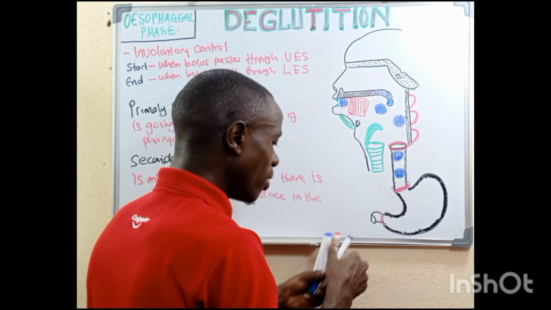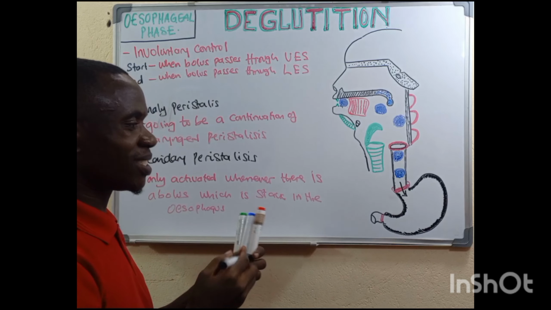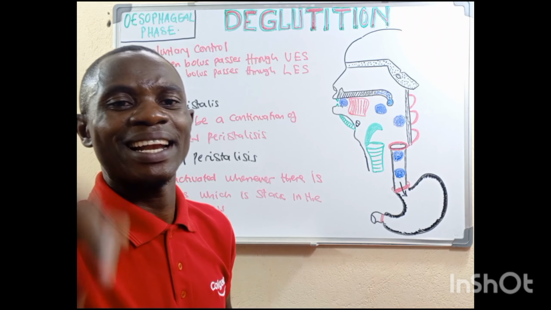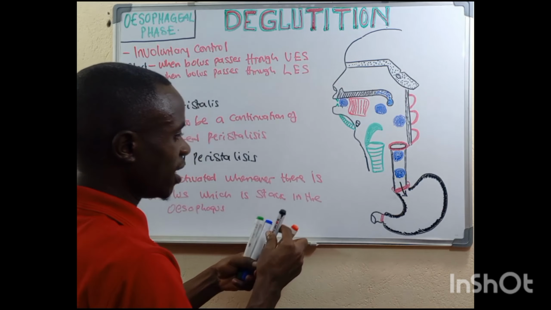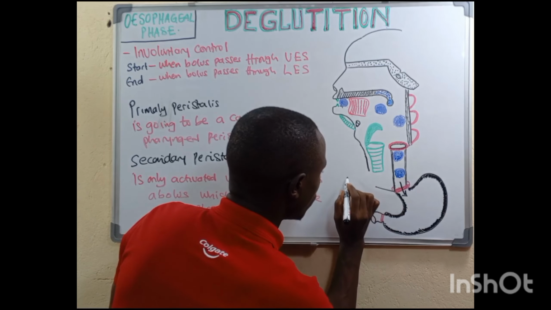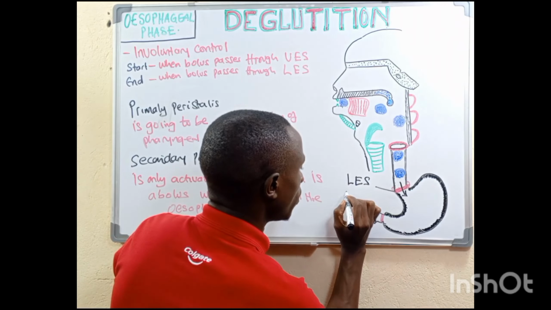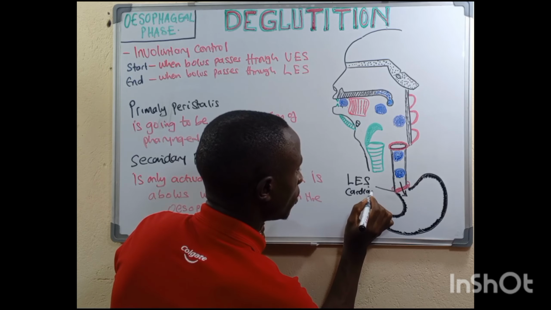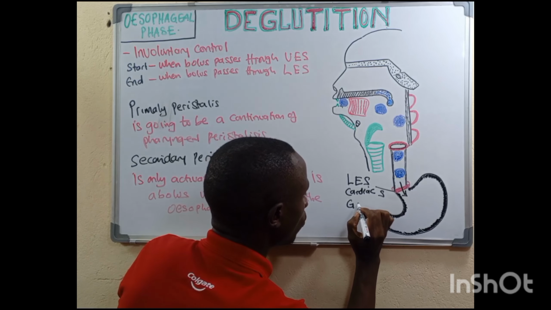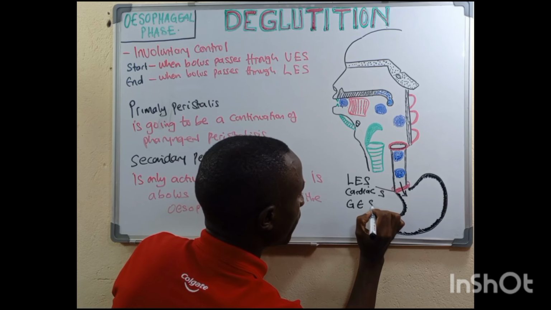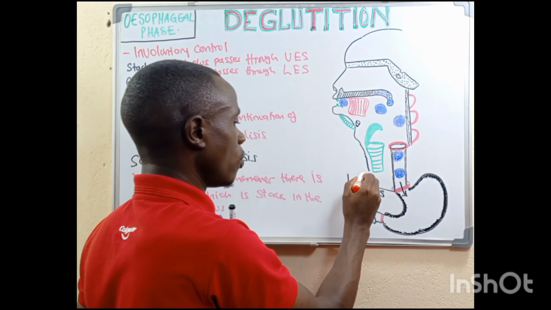Now, as our bolus moves down, it's going to be passing this very important muscular structure that allows the entry of the bolus into the stomach. You know how this sphincter is called? This sphincter here is what we call the lower esophageal sphincter, okay? It can also be called the cardiac sphincter. It can also be called the gastroesophageal sphincter, okay? It has a couple of names, okay?